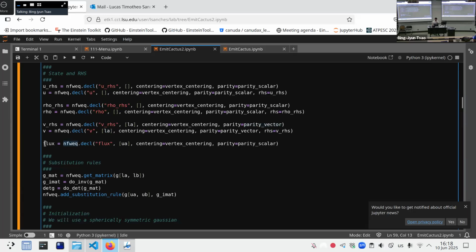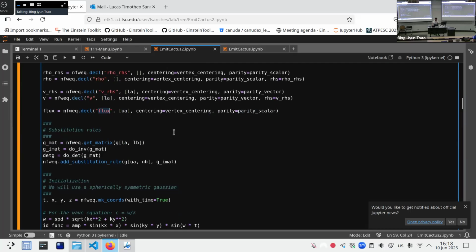And finally, I am defining this auxiliary variable that I'm calling the flux, which is an upper index vector-like quantity. This is not going to be an evolved variable. This is going to be a temporary used in the processing of our equations.